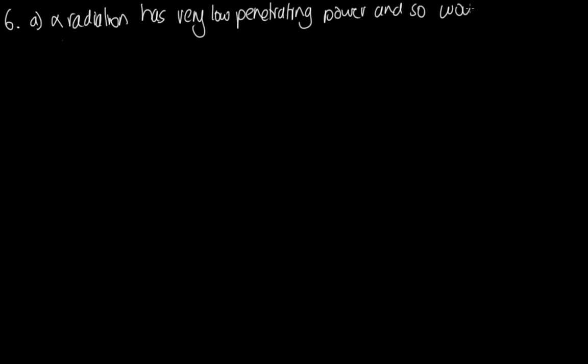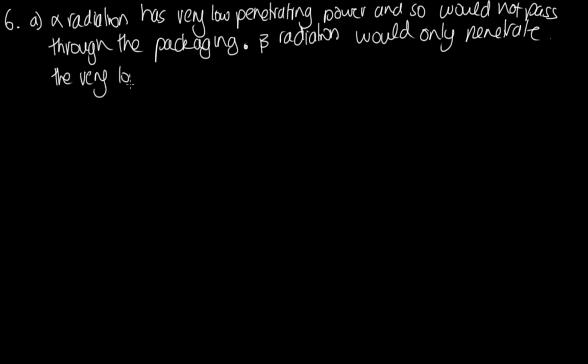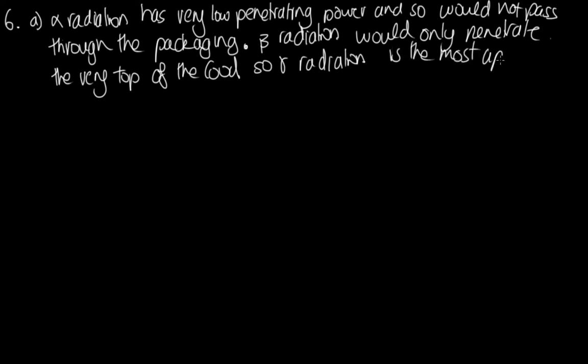So let's write that down. Alpha radiation has very low penetrating power, and so would not pass through the packaging. Beta radiation would only penetrate the very top of the food. So gamma radiation is the most appropriate.